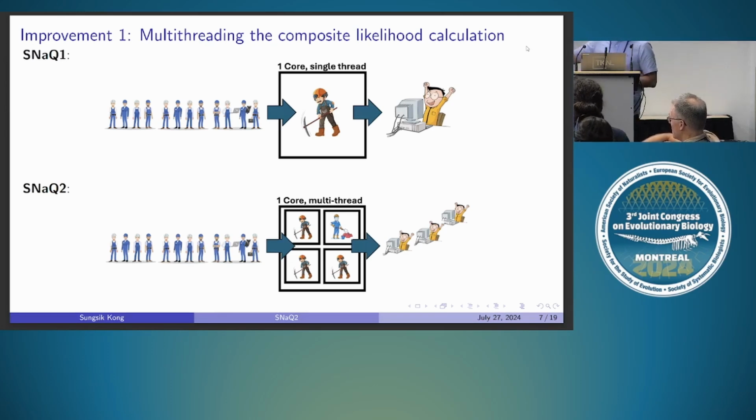So in SNAC 2, we multi-thread this process. So multiple workers can go into the computer core at the same time. Therefore, more people can be happy, and the analysis is supposed to be much faster. So we're pretty sure this should speed up the process.